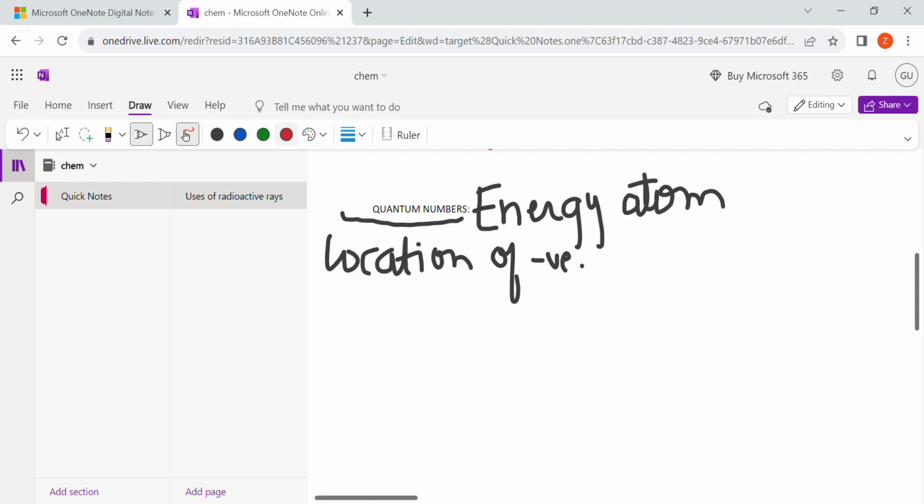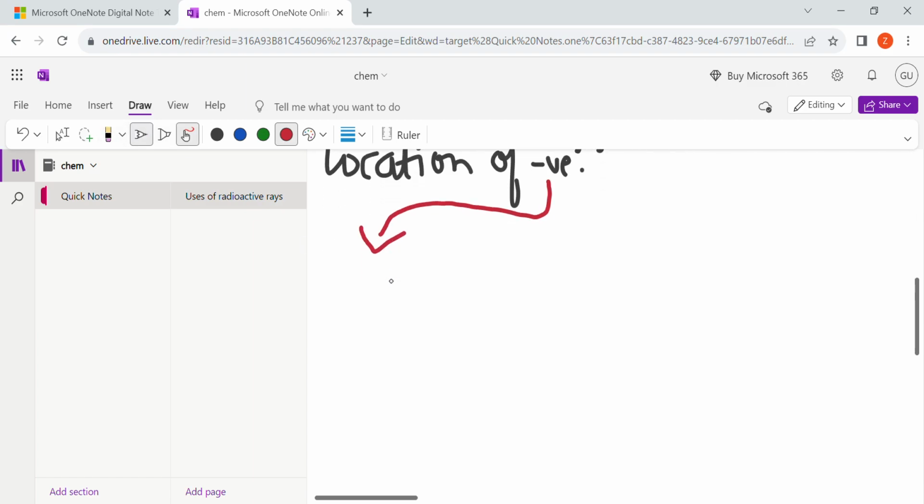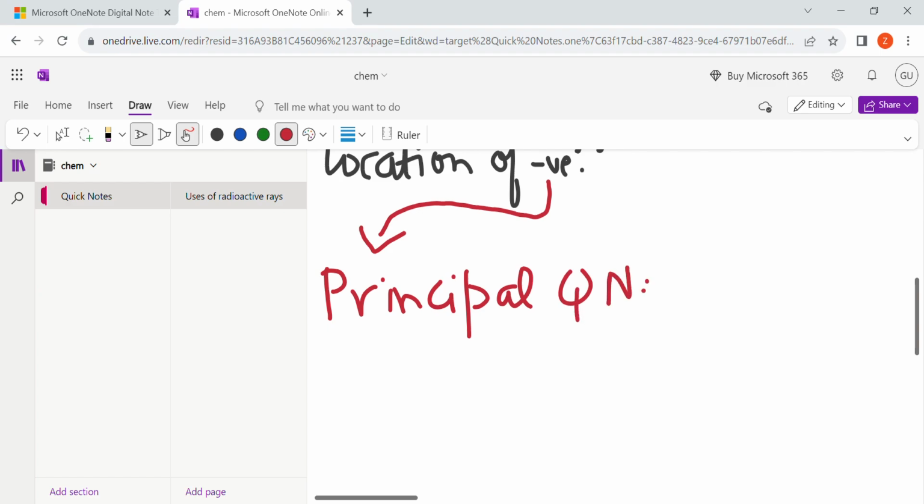Alright, there are total four quantum numbers. 4 होते हैं, but in this video we are going to discuss 2 of them, and in upcoming videos we're gonna be discussing the 2 rest of them. So first of all, the first quantum number is principal quantum number. Principal quantum numbers are denoted by this small n.